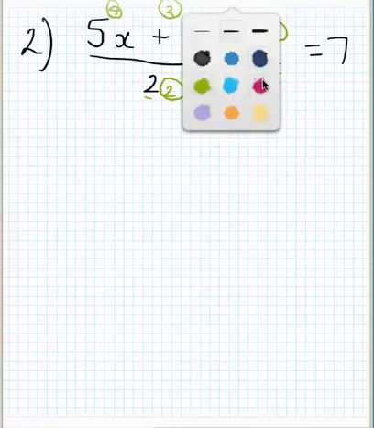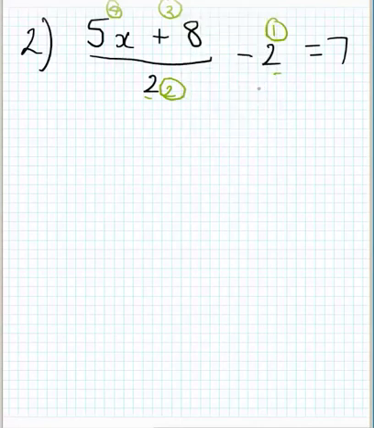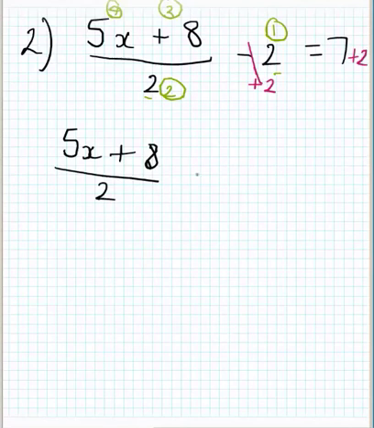Okay, and let's start. So minus 2, the opposite of minus 2 is to plus 2. And that will cancel out. And we must plus 2 on this side. So that cancels out. We will have 5x plus 8 divided by 2 equals 7 plus 2 is 9. Please make sure you write it out to show clear working out.